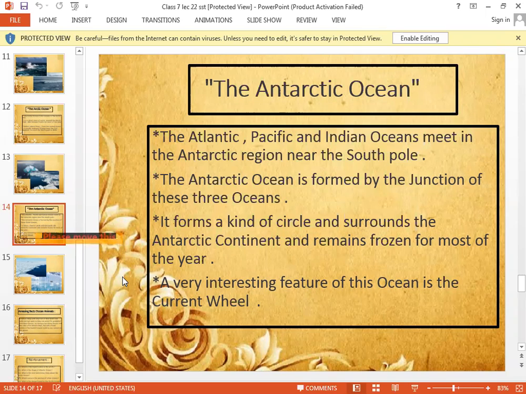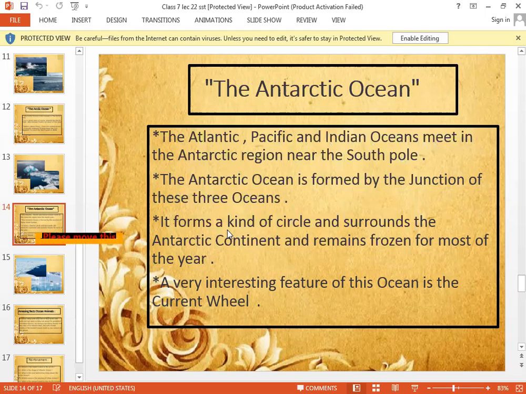यानी इसमें करंट व्हील या करंट गियर किसे कहते हैं? ये क्लॉक वाइज मूवमेंट ऑफ वाटर है, of these three main oceans. And what are these three main oceans? The Atlantic, Pacific, and Indian Oceans. All these oceans meet here in the Antarctic region near the South Pole, and then the Antarctic Ocean is formed due to these three oceans, and it forms a kind of circle.